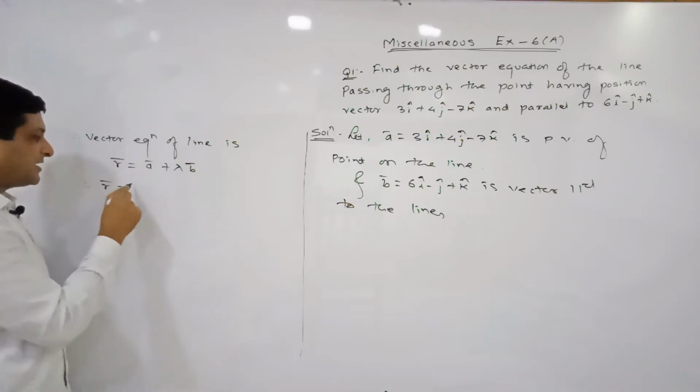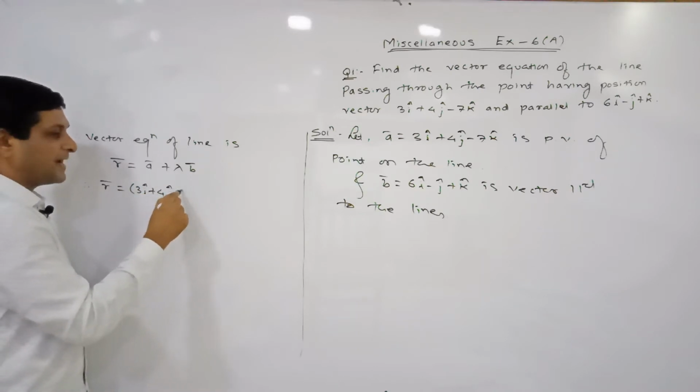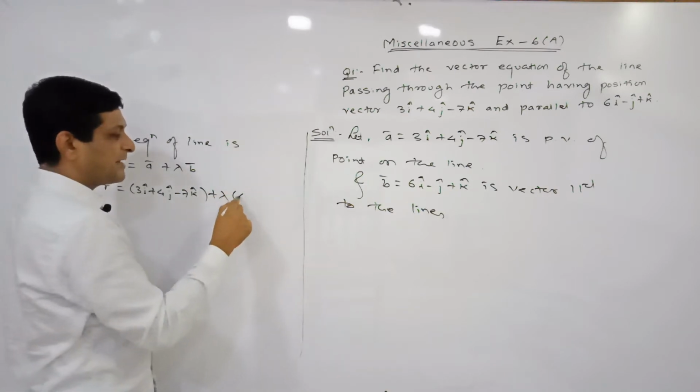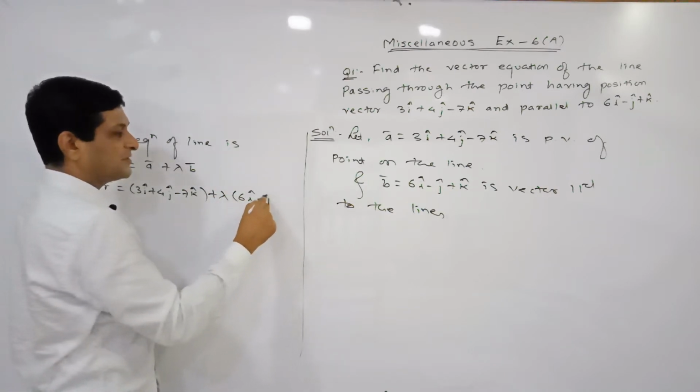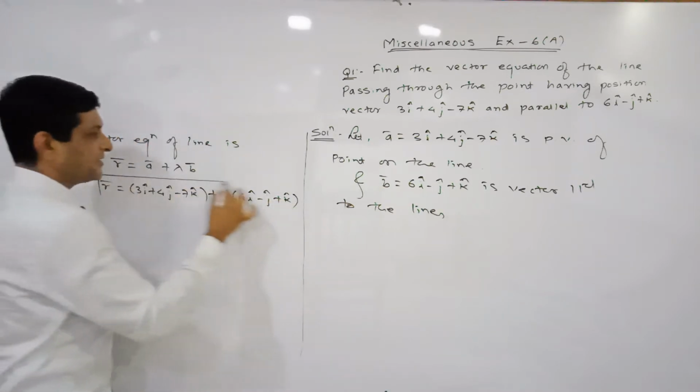So replace a bar by its value 3i cap plus 4j cap minus 7k cap plus lambda, keep it as it is, replace b bar by its value 6i cap minus j cap plus k cap. In this way we have got our required equation of line.